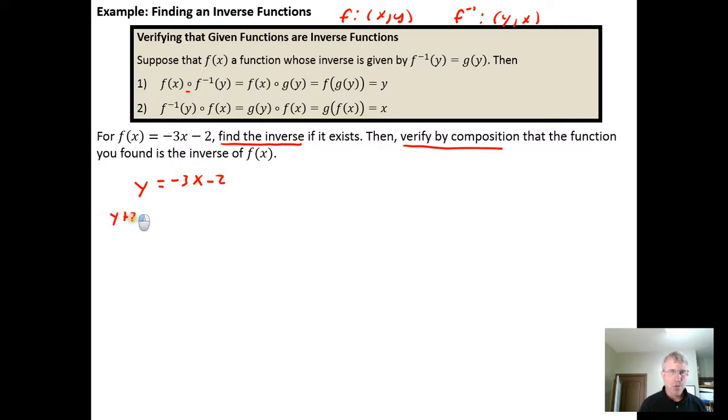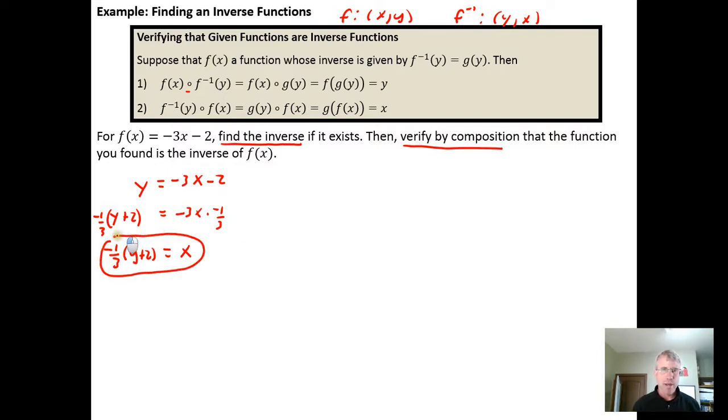So we do y plus 2 equals negative 3x, and then I'm going to multiply both sides by negative 1/3, the reciprocal of negative 3. Because the product of reciprocals equals 1, negative 1/3 times negative 3 is just 1 as the coefficient on my x. So x is equal to negative 1/3 y minus 2. So if I haven't made a mistake, this should be the inverse of my original function. So I could even give it the inverse name. I could say, hey, f inverse of y is equal to negative 1/3 of y plus 2.